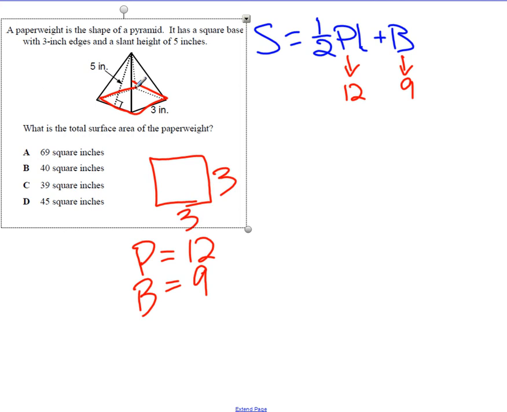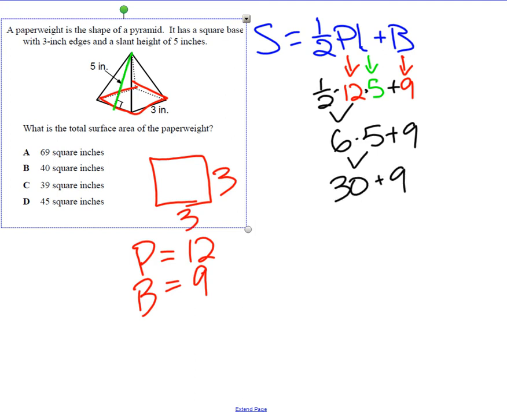Okay, L is the slant height, or this lateral height, which is this distance of 5. Once we get here, the rest of this is just basic arithmetic. So we have 1/2 of 12, which is 6, times 5 plus 9. 6 times 5 is 30, plus 9 is 39. So that's inches squared. So the total surface area here is 39. That's it. So this comes down to, can you put down the right formula? Can you put in the right numbers? And then you get the answer.